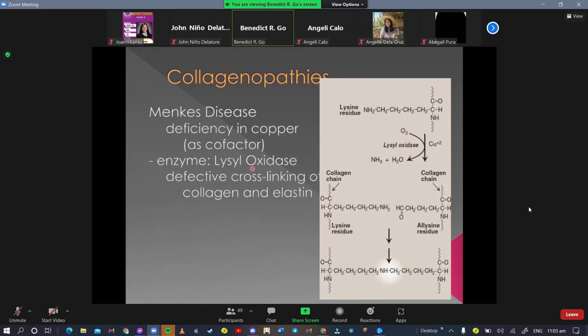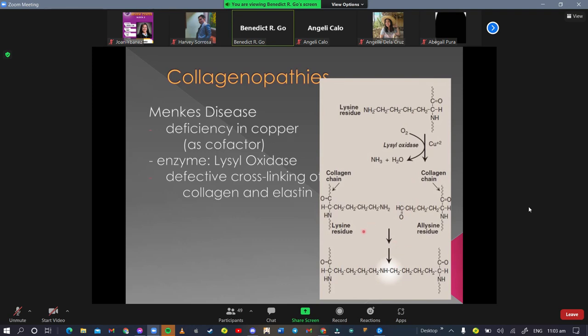Okay, later on there'll be a different one. But anyway, for lysyl oxidase, this is the enzyme. It needs copper. Cuprous or cupric? Cu plus 2. Cuprous, Doc. Cupric is Cu2+. Okay. Now, so you'll have defective cross-linking.